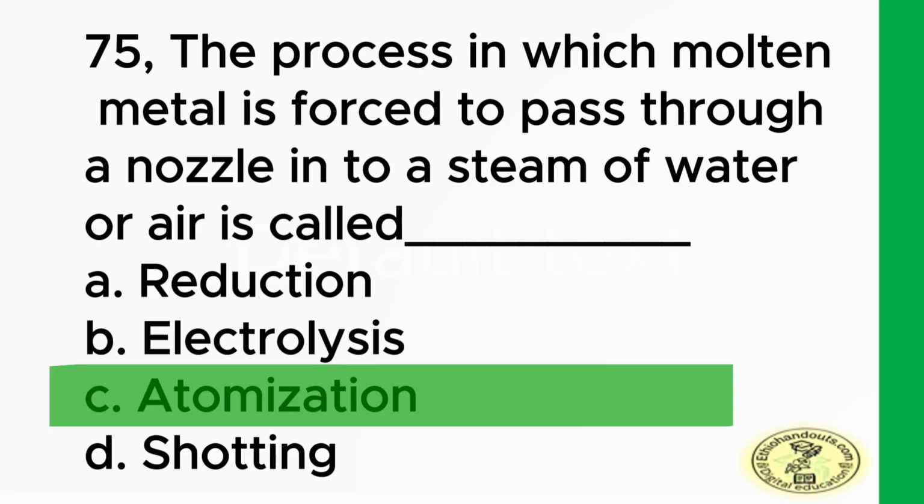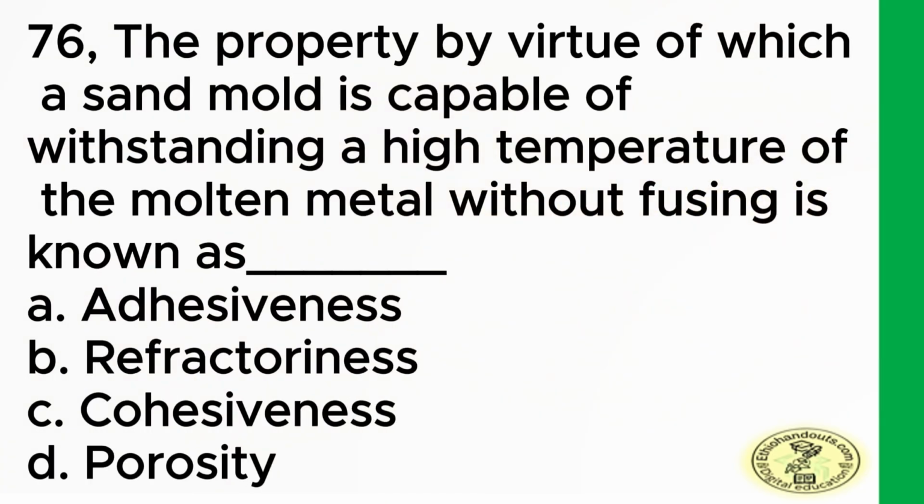The correct answer is C. Atomization. 76. The property by virtue of which a sand mold is capable of withstanding a high temperature of the molten metal without fusing is known as dash. A. Adhesiveness, B. Refractoriness, C. Cohesiveness, D. Porosity.